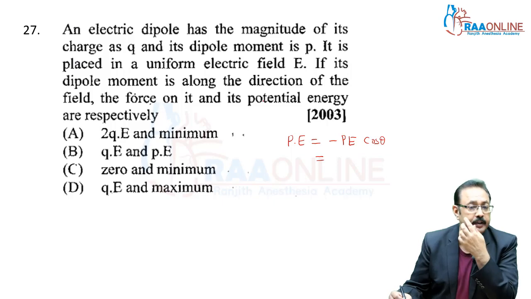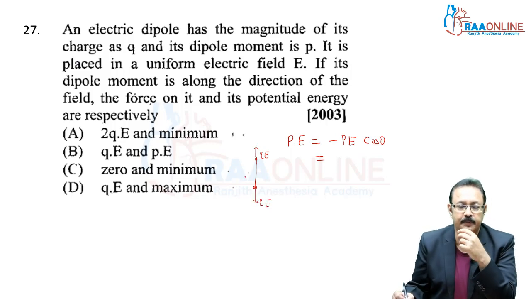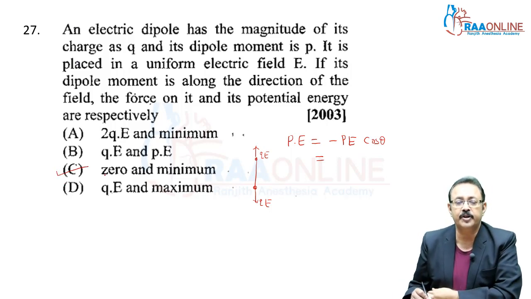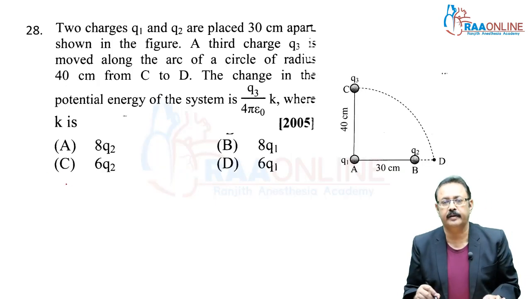and its potential energy are, see, when the dipole is along the electric field, net force should be 0 because one force QE is in this direction, on the negative charge it is in this direction. That's why it stops in this position, and 0 is given only in C. So force should be 0, and potential energy is minimum. It is also given minimum. So we are going with option C.